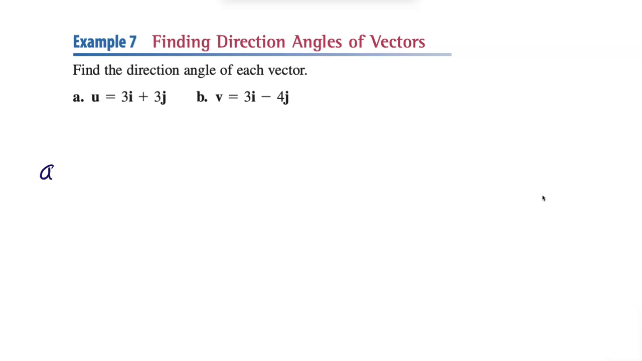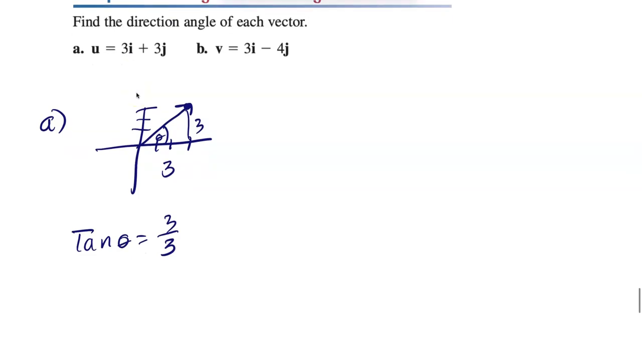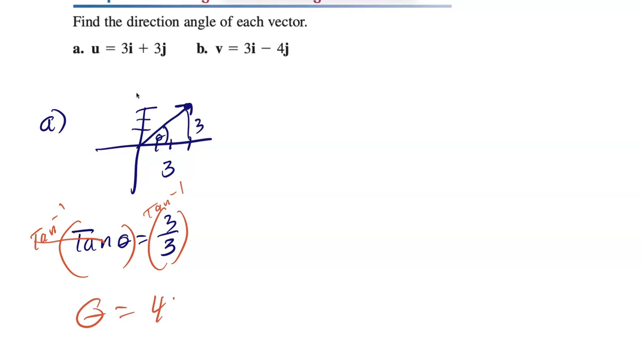So for a, remember, if I want to find the angle of this, let's draw that one just to see it. So 1, 2, 3, 1, 2, 3. That's our vector. If I want to find this angle here, all we're going to do is make a triangle. This is 3, that's 3. So that's just tan of theta is equal to 3 over 3, where this 3 is the j version, this is the i version. If you want to find the angle, just take the inverse tan. And you get theta equals 45.